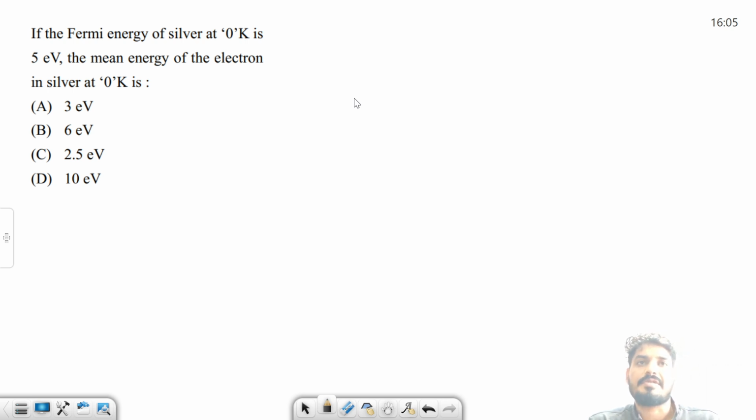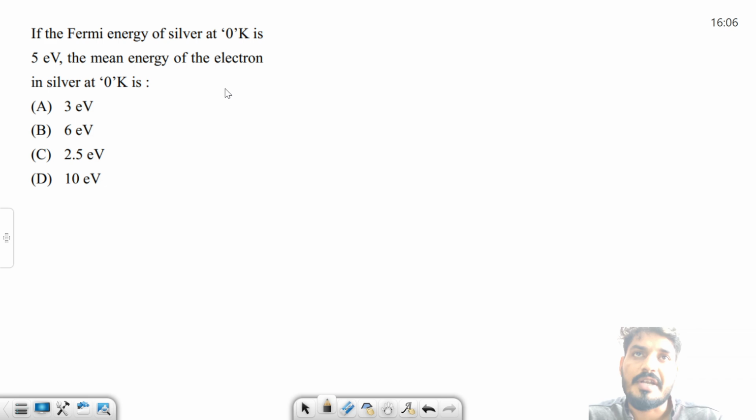So the first question you see on the screen: if the Fermi energy of silver at 0 Kelvin is 5 electron volt, then we have to find the mean free energy of an electron at 0 Kelvin. Fermi energy is given to us and we have to find the average energy. In these kinds of questions, you have to directly remember the relations between Fermi energy and average energy. So what is the average energy relation when Fermi energy is given?